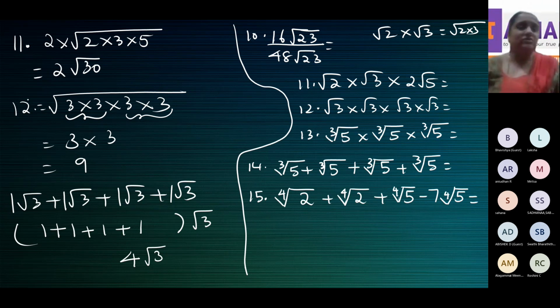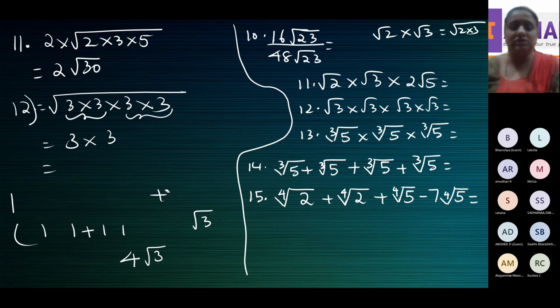So for the 12th one, this is the answer. Square root of 3 into 3 into 3 into 3. 2 3s, 1 3 out; 2 3s, 1 3 out. So 3 3s are 9. 13, what's the answer for the 13th one?